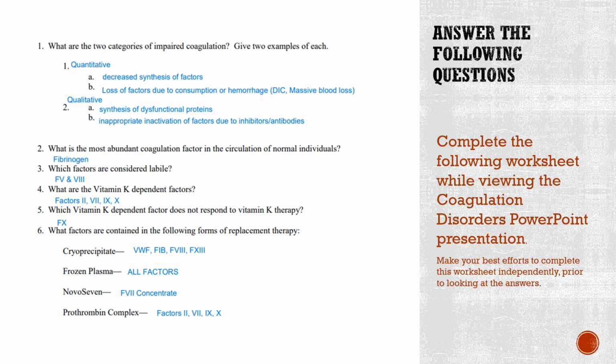What factors are contained in the following forms of replacement therapy? Okay, so cryoprecipitate contains von Willebrand's factor, fibrinogen, factor 8, and factor 13. Fresh frozen plasma has all factors. And then Novo 7 is our factor 7 concentrate. The prothrombin complex has factors 2, 7, 9, and 10. Do you notice anything about that? Those are all of our vitamin K dependent factors as well. So if you look at that, it kind of gives you a clue.